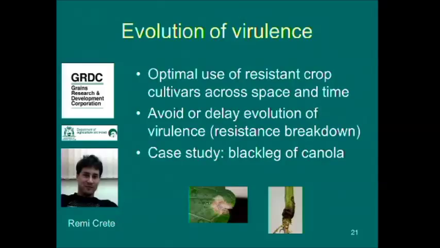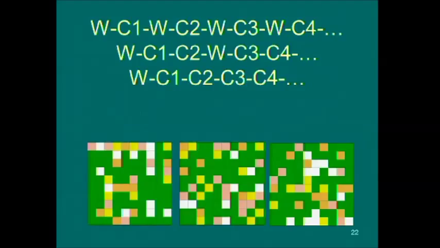The case study we're applying it to is blackleg of canola. So the question is, for example, could I rotate canola every second year with wheat if I use a different cultivar with a different resistance gene? Or could I potentially put canola in two years in a row as long as I'm using different cultivars? Or could I even stretch it to having canola even more often, as long as I am very careful about which varieties and which resistance genes I use? So that's just temporal rotation.